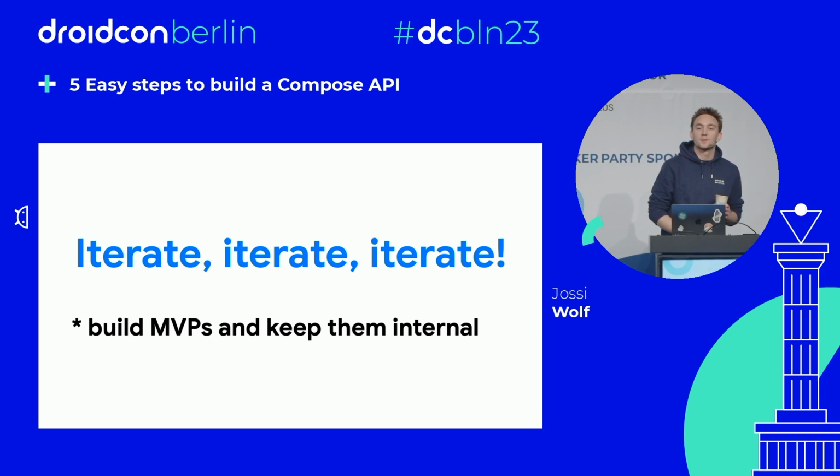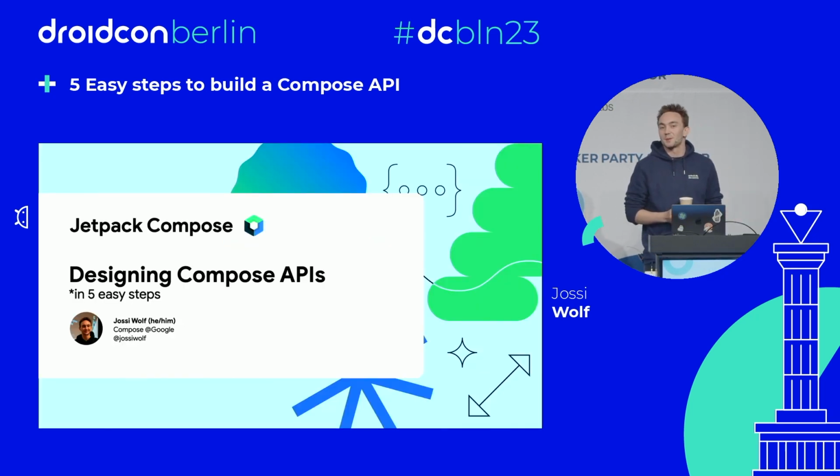The first prototypes will probably always suck, but it's really important that you build them so that you have something good to build on and to go from. And you can still be very, very proud of them and build something awesome, great later on. So these were some of my lessons from designing Compose APIs in 5-ish, easy-ish steps.